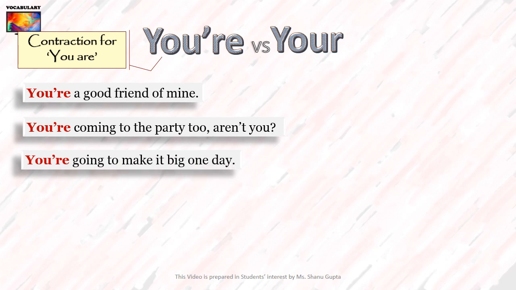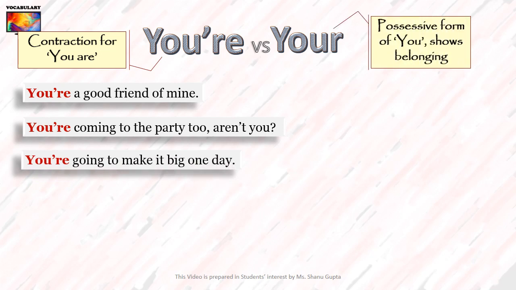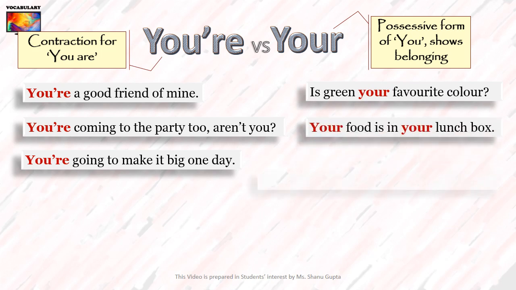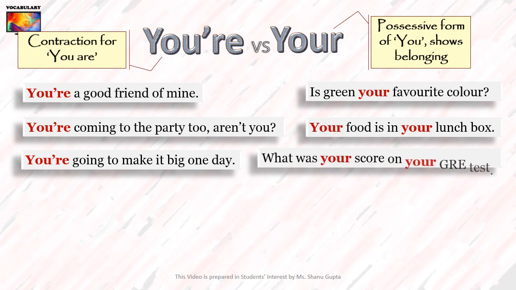On the other hand, the word your is the possessive form of you and shows belonging. After this word, we expect a noun or a noun phrase. For instance, is green your favorite color? Your food is in your lunch box. What was your score on your GRE test?